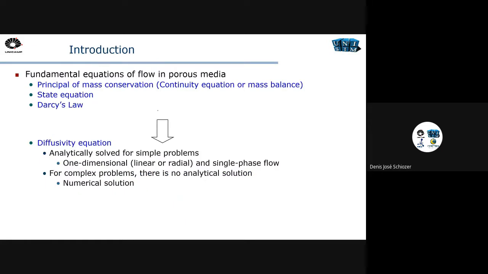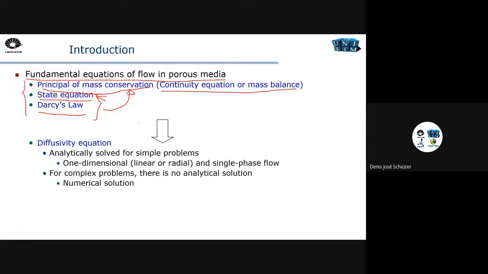So what we are going to do is give you details about these flow equations in porous media. What we're going to write is basically Darcy's law, as you have seen in reservoir engineering classes, and the state equation to represent the fluid behavior. And we're going to put these two aspects into the mass conservation equations, which in petroleum we call continuity equations or mass balance.